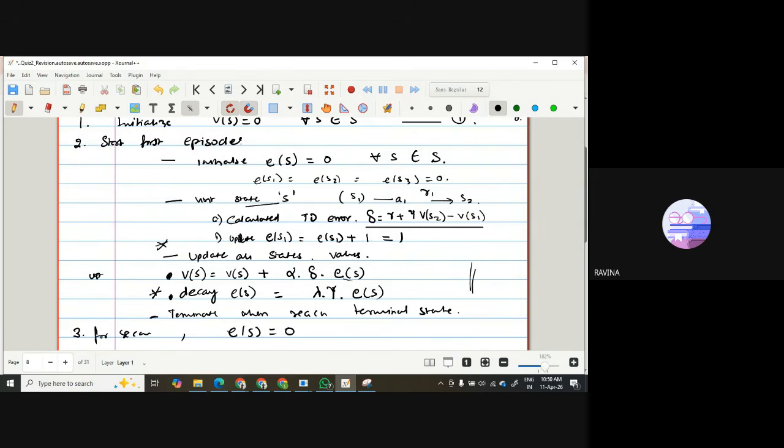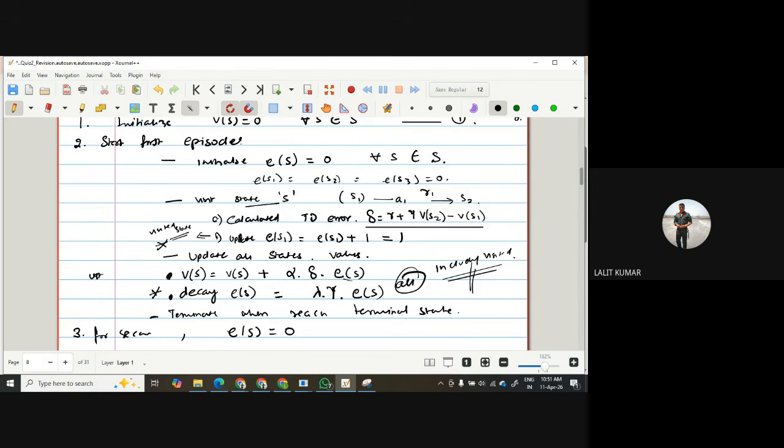So in the first case, the updation rule of ES1 is ES1 = ES1 + 1, so that we are doing when we reach the state S1, is it? And not for all the states. No, this is only for the state which we have visited. And the decay part is for all the states, including visited. So sir, it's like the epsilon greedy case? Yes, similar to that.